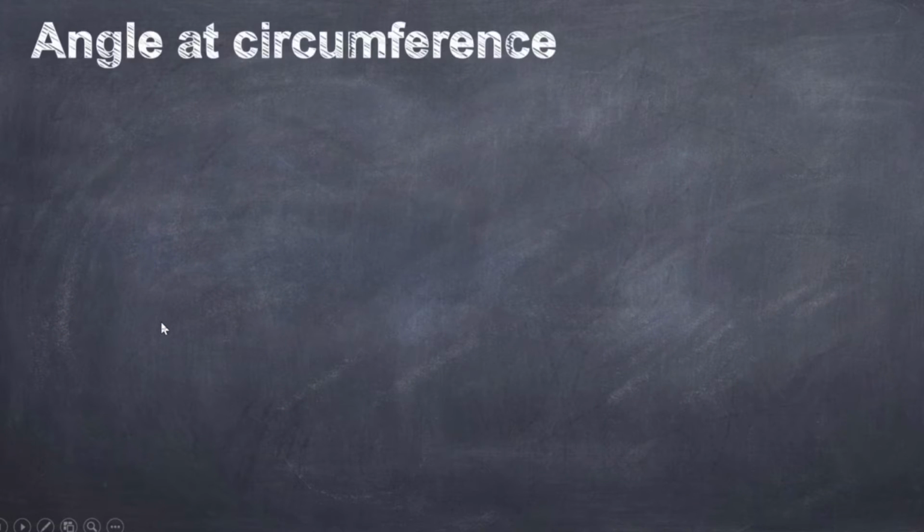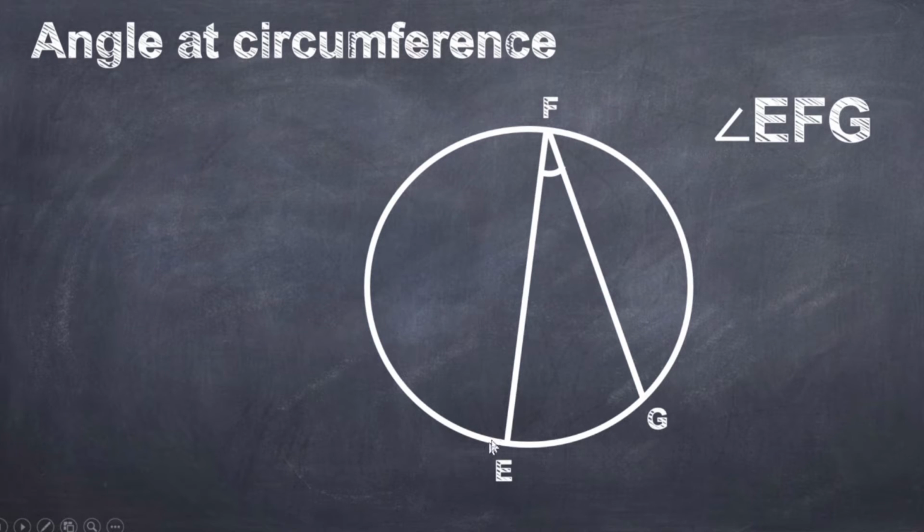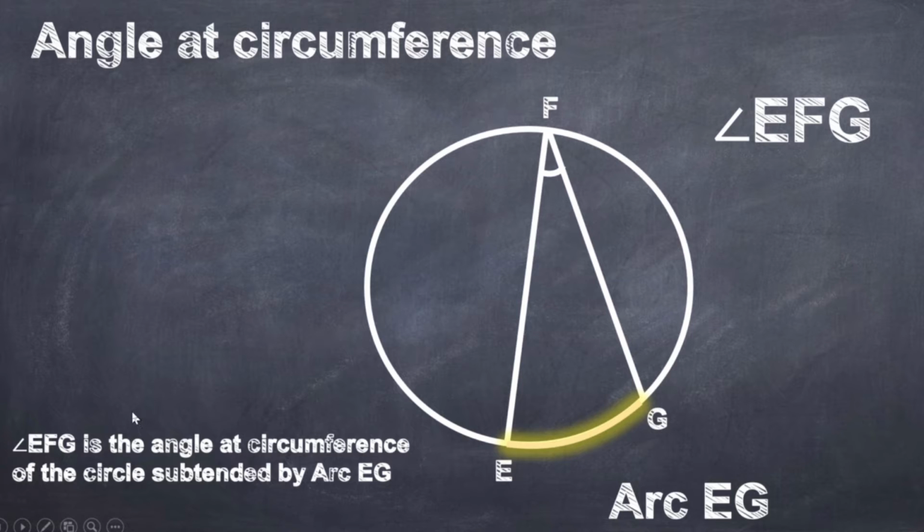Alright, so the angle at the circumference. Let's say we draw a circle and draw an angle EFG. So this angle, we call it angle EFG, and from this point to this point, we call it arc EG. Therefore, you can say that angle EFG is the angle at the circumference of the circle subtended by arc EG.